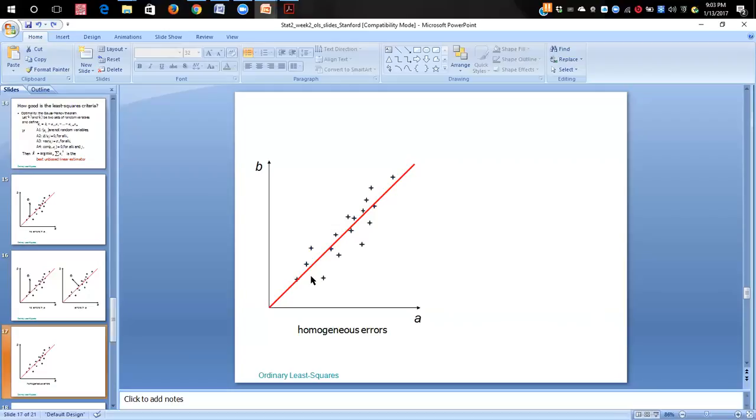OLS, ordinary least squares, which is the homoscedasticity of the variance, which means that there is homogeneity of the variance among the different groups of your independent variables.